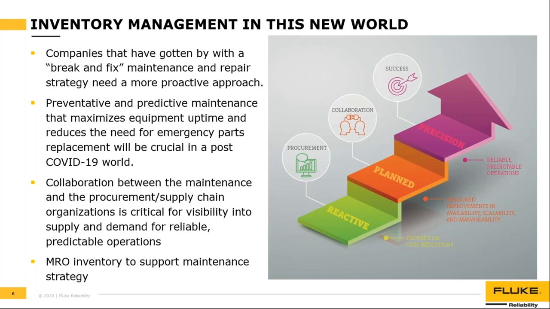So we'll go through three areas of risk related to inventory management and some of the things you can do to mitigate that risk. Things the maintenance person can do or should do, and things in their supply chain, people they can partner with, and understand that communication is the key to that. Companies that have gotten by with a break-fix maintenance repair strategy need a more proactive approach. That applies anytime, but even more so today with everything that's going on. Preventive and predictive maintenance maximizes equipment uptime and reduces the need for emergency parts. It's critical in this current environment, but also in a post COVID-19 world. That's going to be very important as well.